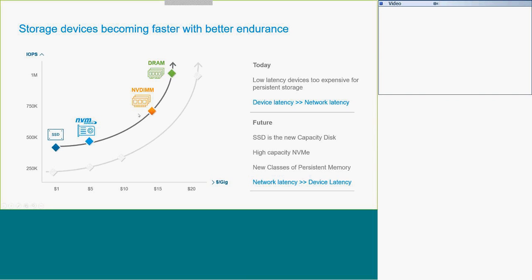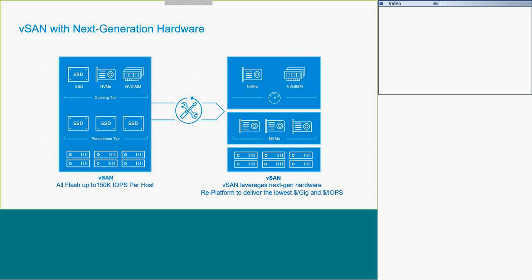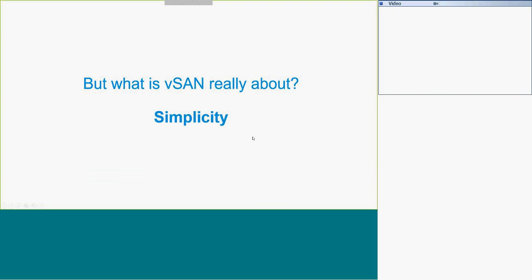Technology that's in the pipeline is called NVDIMM, which is non-volatile DIMM, that will also be supported by vSAN. vSAN supports the next generation hardware as of 6.5, and those in the previous chart were NVMe and NVDIMM. I think configuration of NVDIMM is planned for a future release. It's really about simplicity.